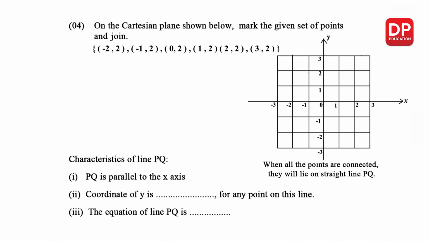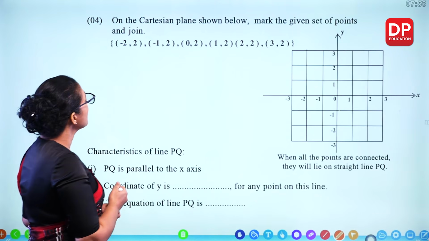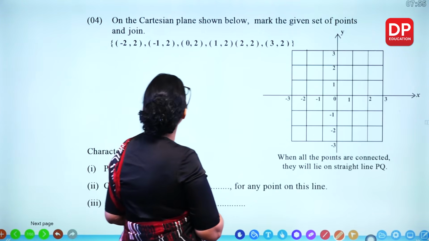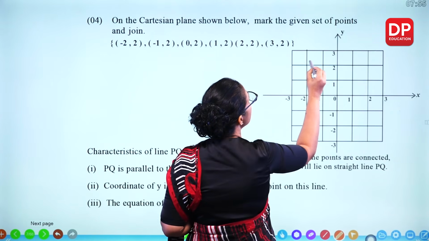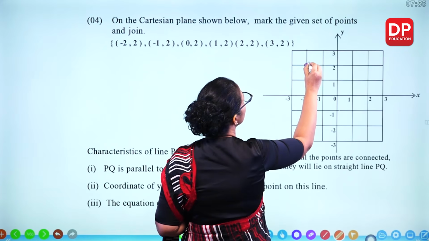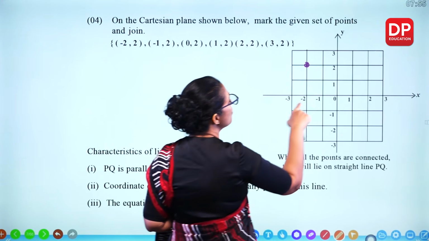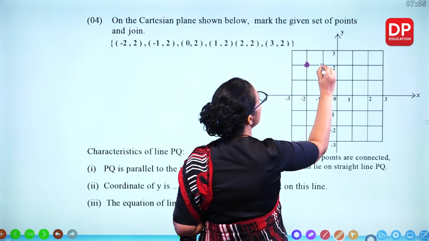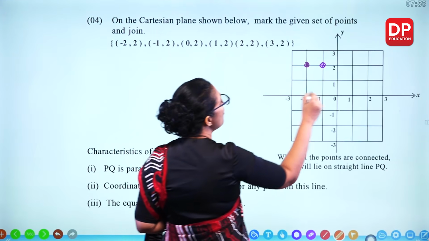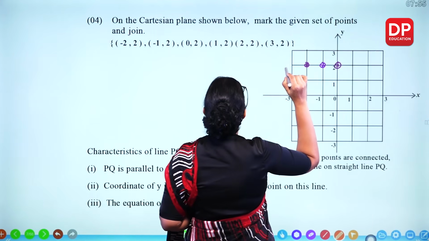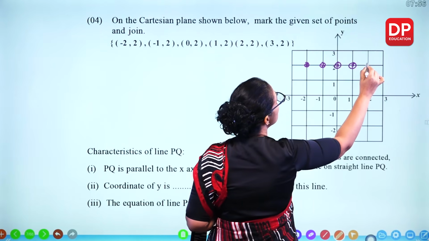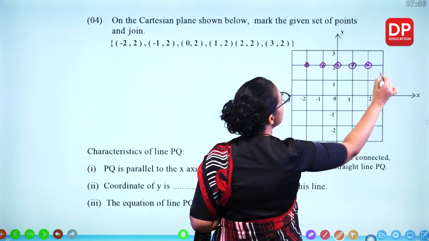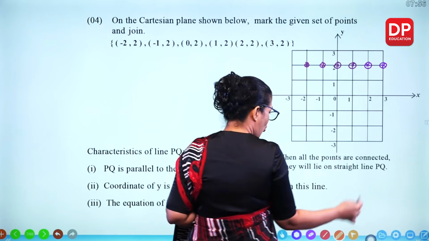On the Cartesian plane shown below, mark the given set of points and join. Okay, we'll do that. Minus 2, 2. X is minus 2 and y is 2. Minus 1, 2. 0, 2. 1, 2. 2, 2 and 3, 2. And join that.